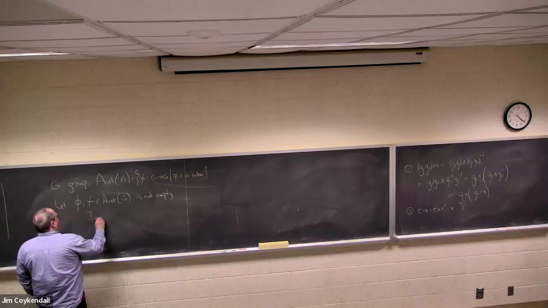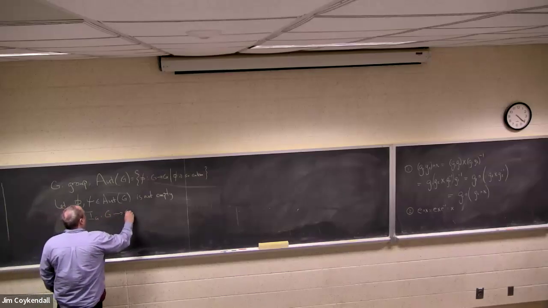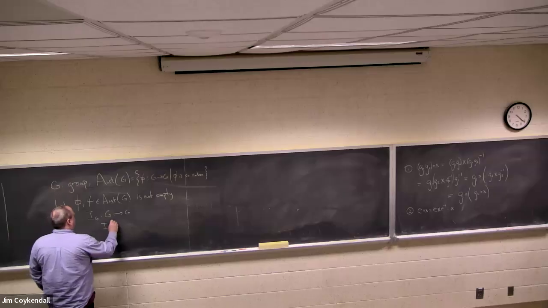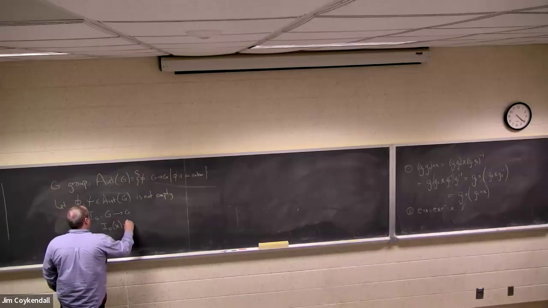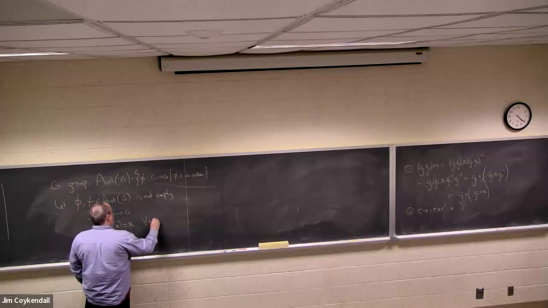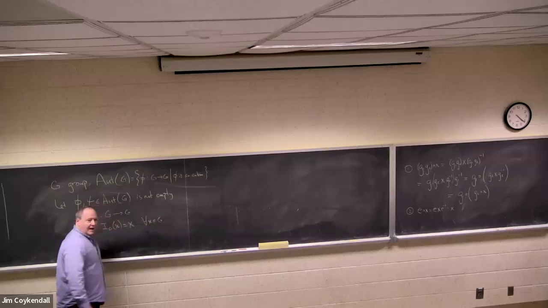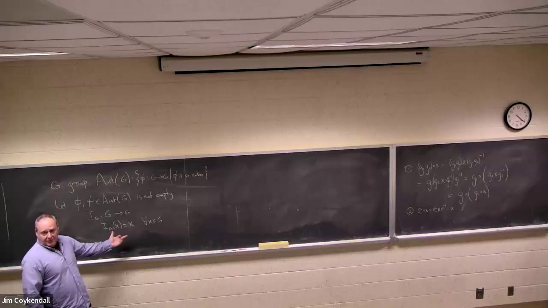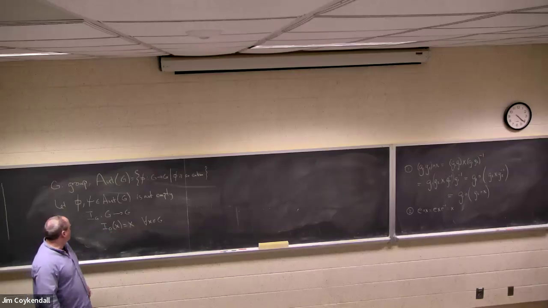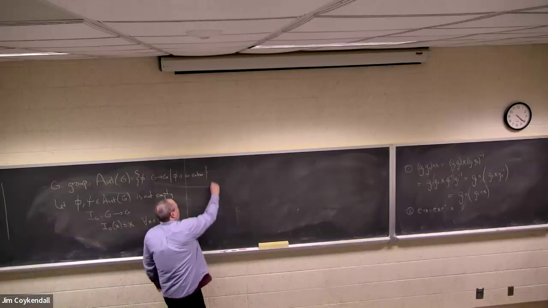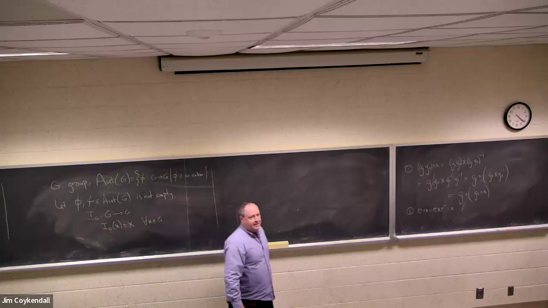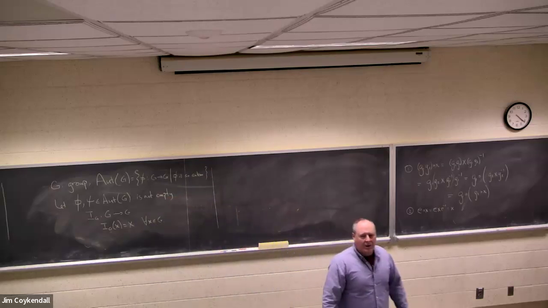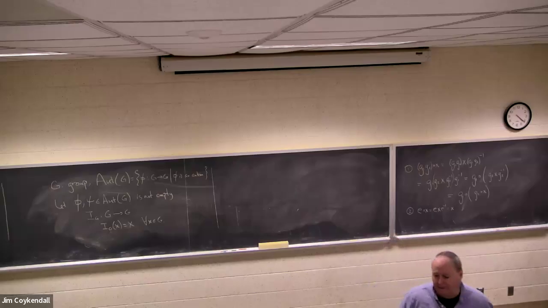So if you have the identity on G, i_G(x) = x. This is the identity function, right? And notice that if you compose this with any other automorphism, you get that automorphism back. Okay, so this is not empty. I need to show that this is a group, right?